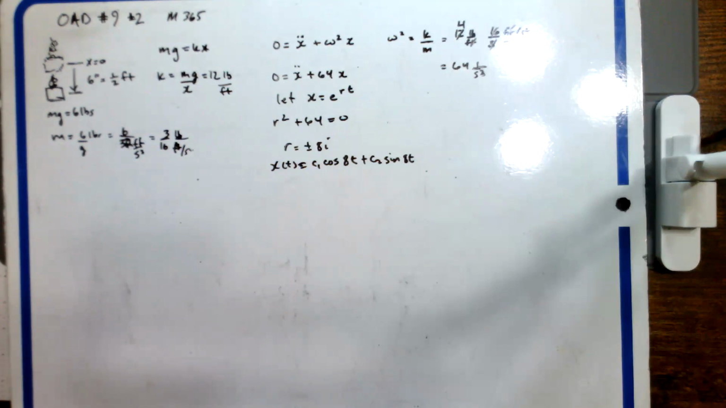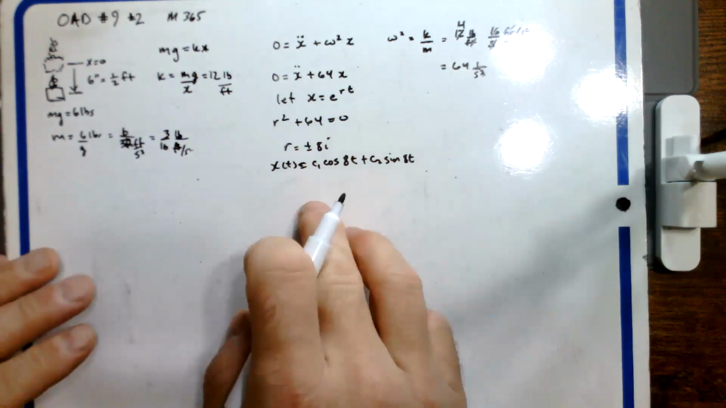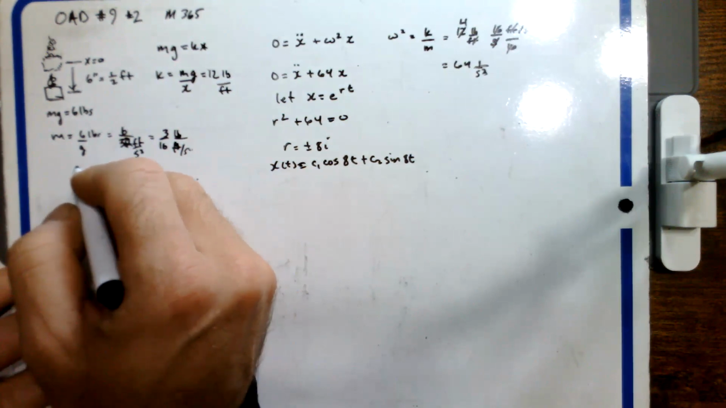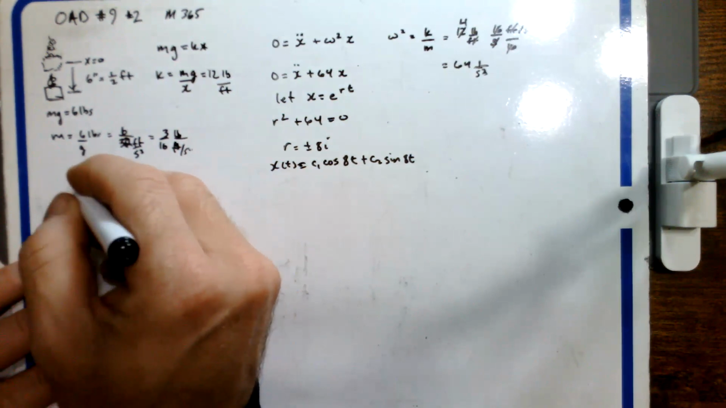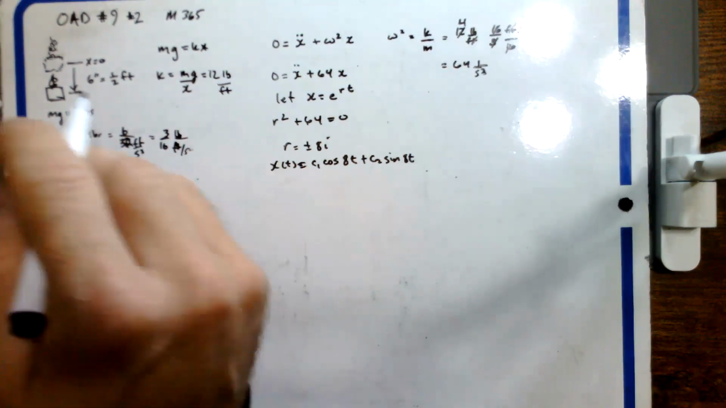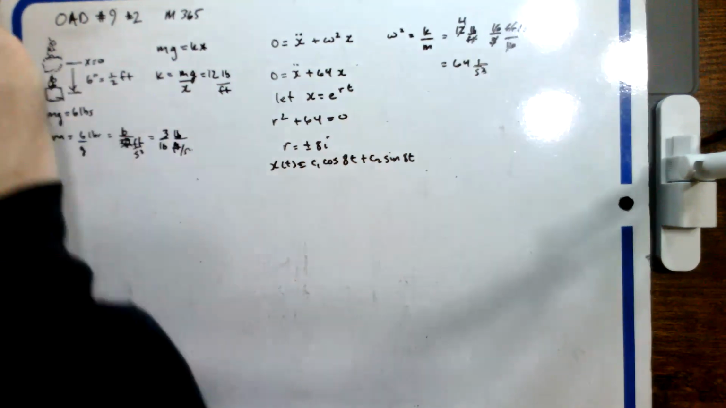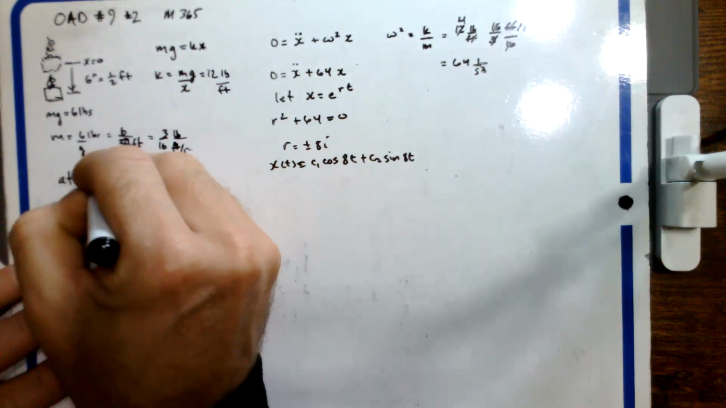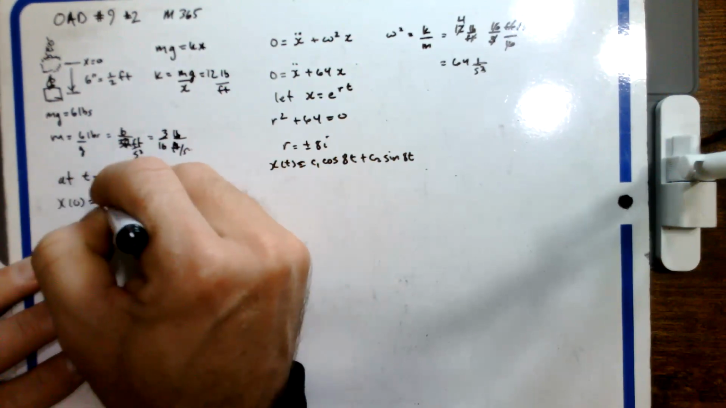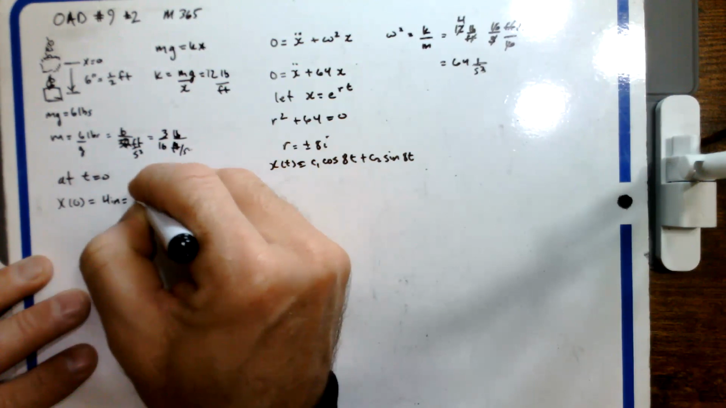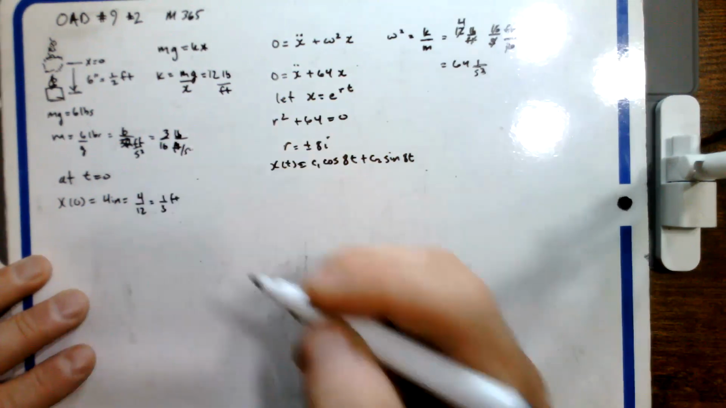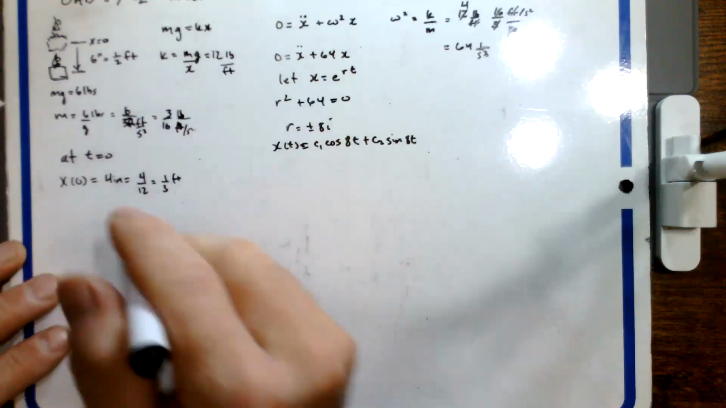Let's see, what else do we need to do? We need to apply the initial conditions, which we didn't talk about. So going back to the problem, it said if the weight is pulled down 4 inches, so we know x at time t equals 0. At t equals 0, our initial condition is 4 inches, which is the same thing as 4 over 12 feet, which gives us 1/3 feet. Okay, so that's our initial condition for position.